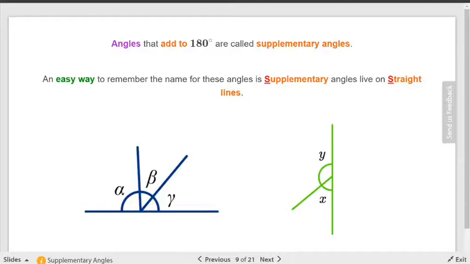Yep, except that we're doing supplements instead of complements. Angles that add to 180 degrees are called supplementary. An easy way to remember is that supplementary angles live on a straight line. So they both start with the same letter, right?